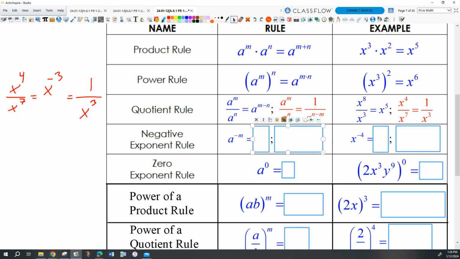1 over a to the m, good. Okay, but I could also flip that around. If I start with a negative exponent on the bottom, like 1 over a to the negative m, what do you suppose that gives me? A to the m. Yeah, a to the m on the top.